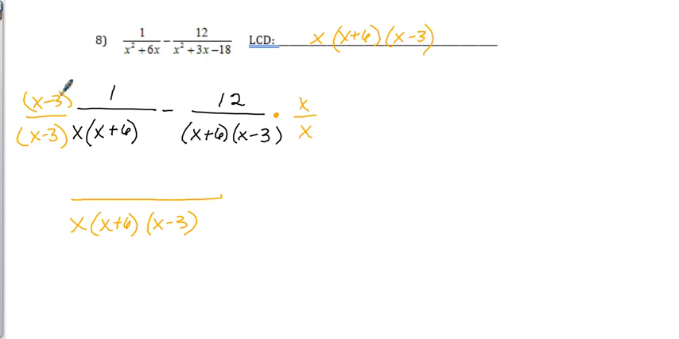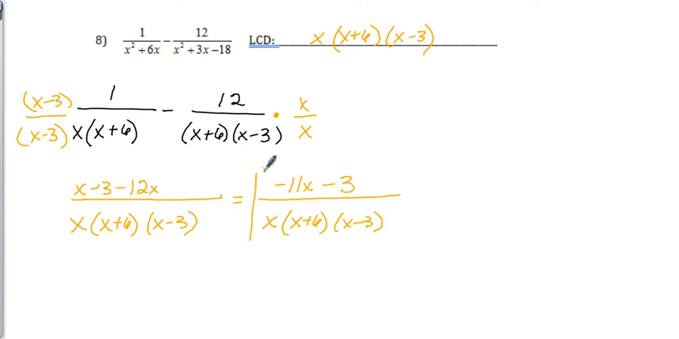Now let's see what the results are. 1 times x minus 3, that's just x minus 3. Minus 12 times x, so that's just minus 12x. One more step of simplification. Drag that denominator along for the ride. There's nothing more for it to do. And then combine like terms here. So you should have negative 11x minus 3. So that is this fraction minus this fraction.